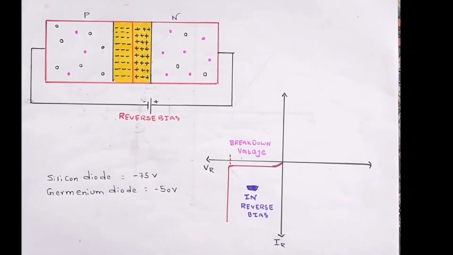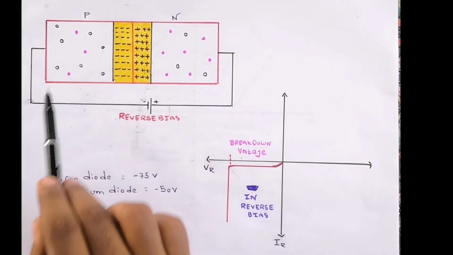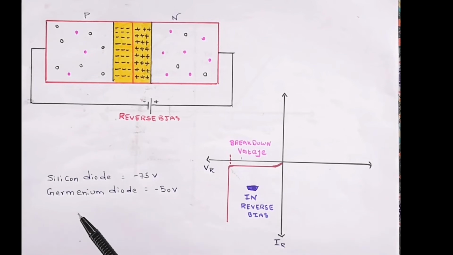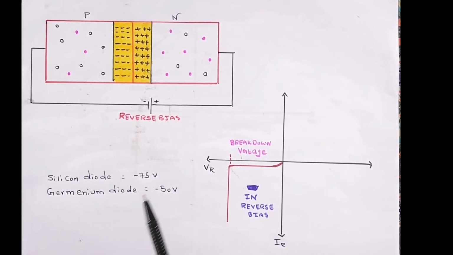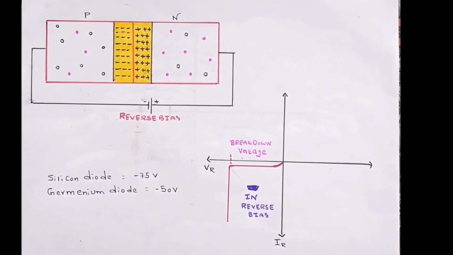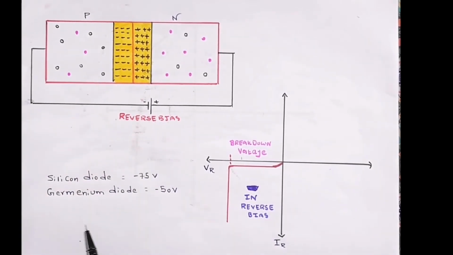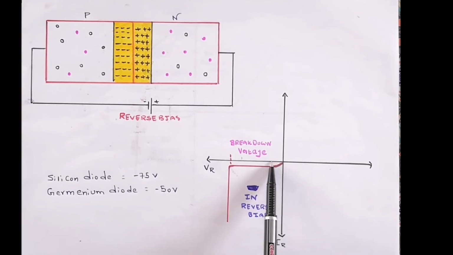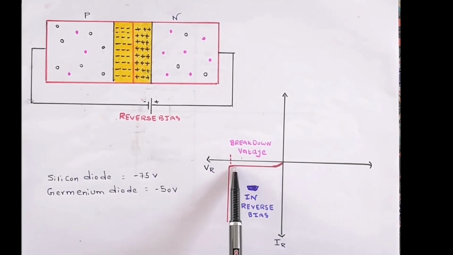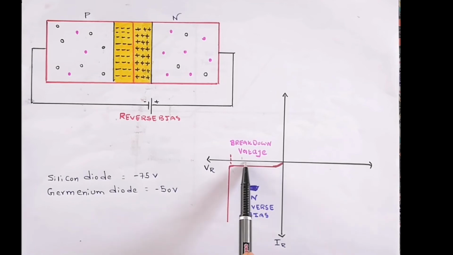But in practice, a small current will flow in the diode due to minority charge carriers. This current is very small, on the order of a few microamps. This small current generated by the minority charge carriers is constant, or we can say it is independent of the applied voltage. As you can see, if we increase the voltage, the current remains constant. It does not vary, but it is constant only up to a certain point. Once the applied external voltage reaches that point, the current will increase rapidly.